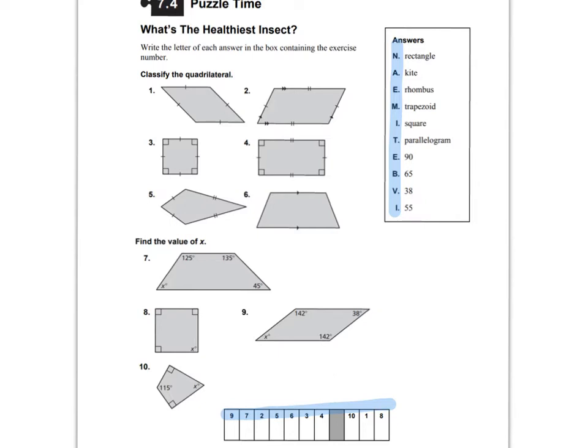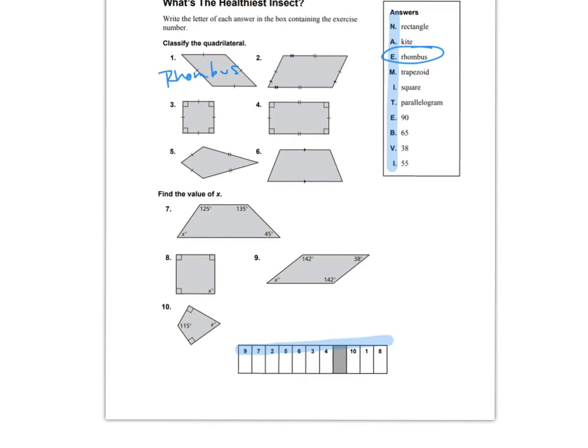So if I look at the first one and I see 4 congruent sides, and that's about all I know, that number 1 has to be a rhombus. So for the rhombus, I'm looking at letter E. So when I go down to 1, I should write in E. Okay, and you can complete the rest just like that. The answer should make sense. What's the healthiest insect? So make sure it does, and then you can move on to the last activity.